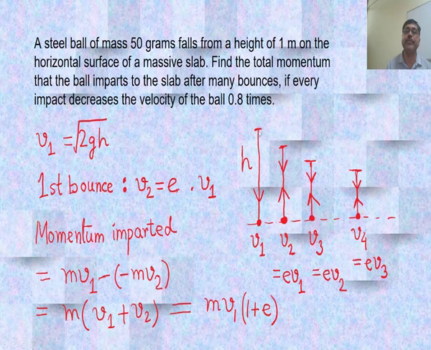So consider the particle is falling from the top starting from zero speed. When it touches the ground, its speed just before it touches becomes v1 equal to root over 2gh. Now after the first bounce, the speed becomes upward, which is v2, and which is e into v1. So this e is nothing but 0.8. Now momentum imparted is nothing but the difference between the initial momentum and final momentum. So it is nothing but mv1 minus (minus mv2). The additional minus sign comes because the direction of the motion changes, and it becomes m(v1 plus v2), and then by putting v2 equal to ev1, it becomes mv1 into (1 plus e).